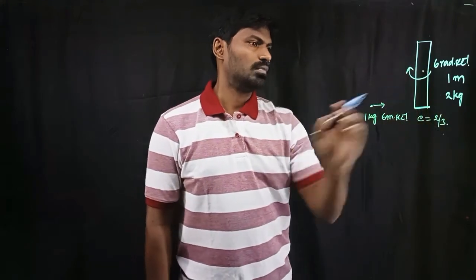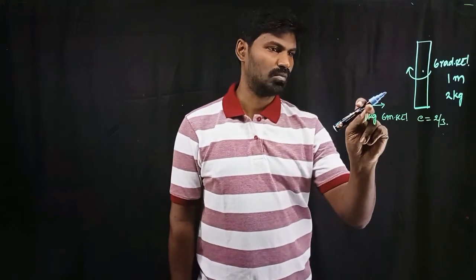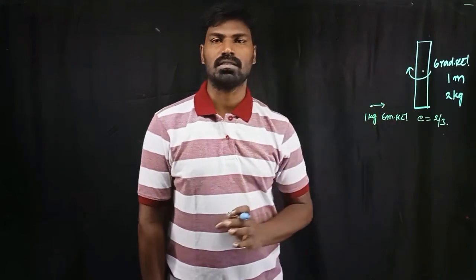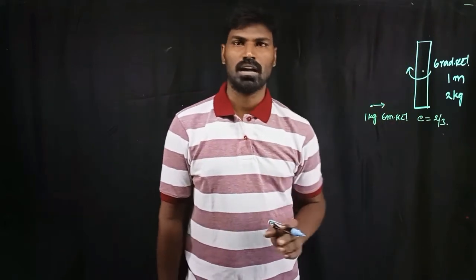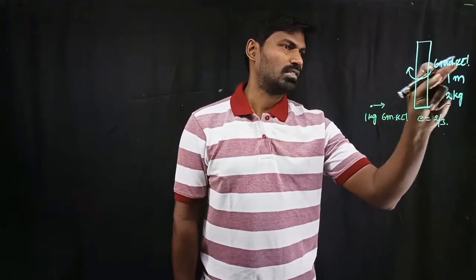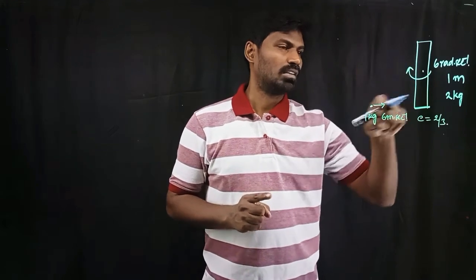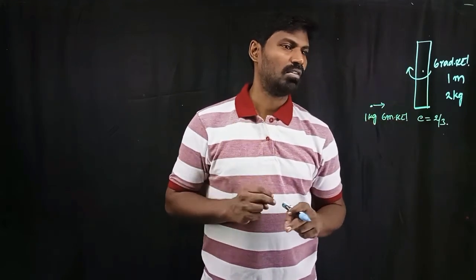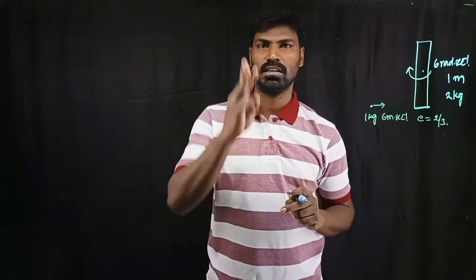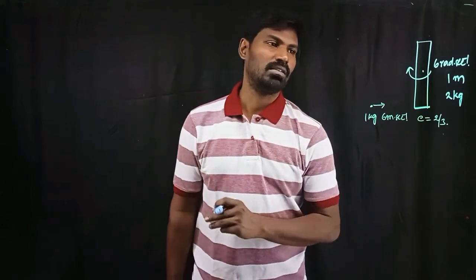By taking these values, I need to calculate the velocity of this ball, the velocity of the center of mass of the rod, and the angular velocity of the rod. All these things I should calculate. How many unknown variables are there? One is the velocity of the center of mass of the rod. Second is the angular velocity of the rod after collision. Third is the linear velocity of this ball after collision. Three unknown variables.